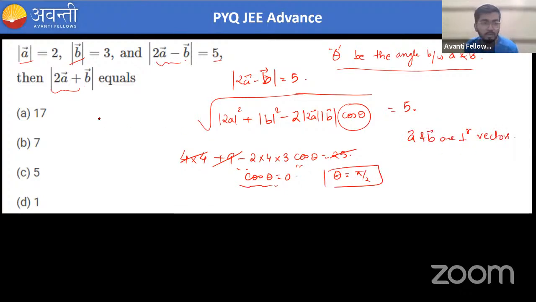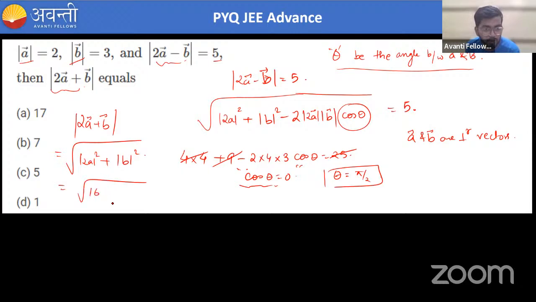vectors. So the mod of 2a bar plus b bar can be written as under root of mod 2a bar square plus mod b square. So this will become under root of 16 plus 9. This is 5. So mod of 2a bar plus b bar will also be equal to 5. So the answer is option C.